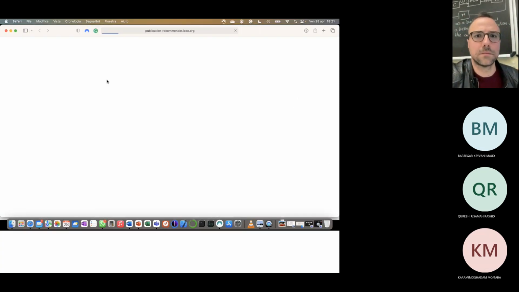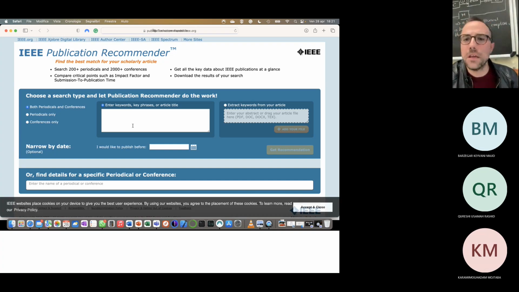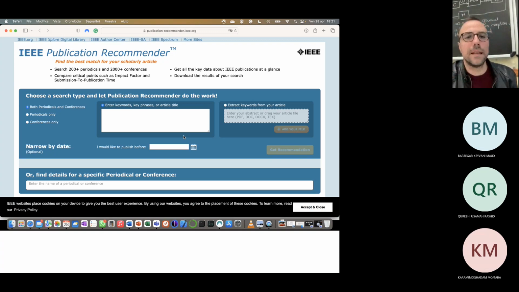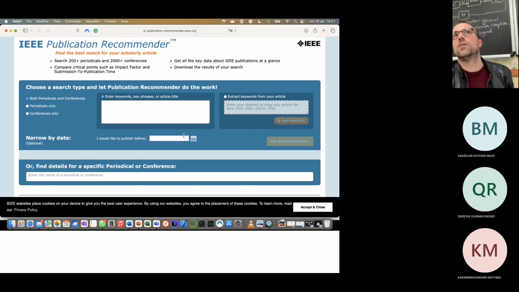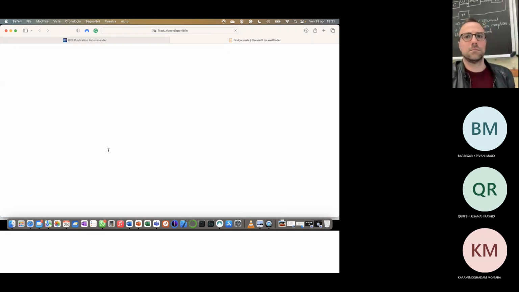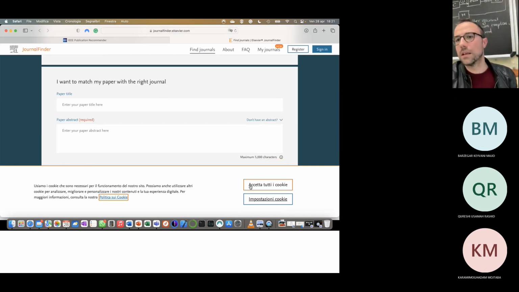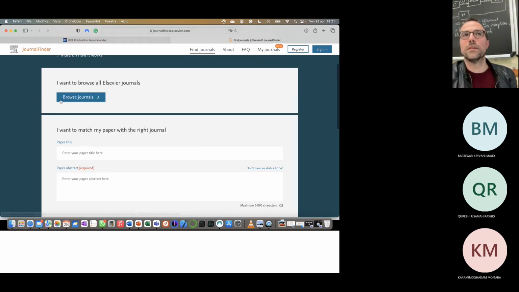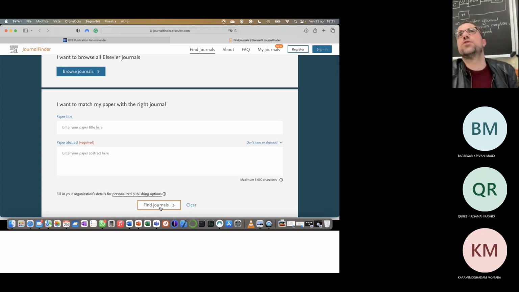I don't know if it opens. And put in your keywords. There are many things that you can do, and there's a suggestion of the best journal for you. And maybe in that journal you can also find other papers that you were not using for your introduction or for your comparison and so on. For example, that one from Elsevier explores just the journals of the same publisher. So you can write here your title, your abstract, and say find journals. And there's a match for you.